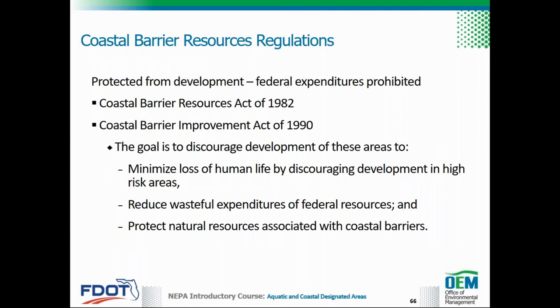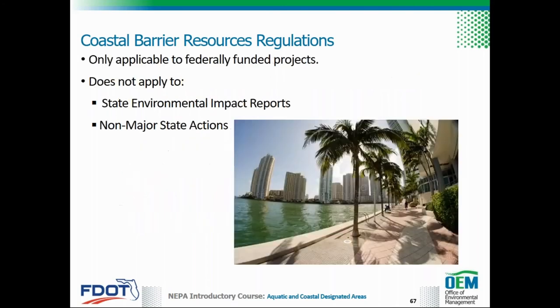Coastal barrier resources are protected from development and are prohibited from federal expenditures according to the Coastal Barrier Resources Act of 1982, which was later amended by the Coastal Barrier Improvement Act of 1990. The goals of these acts are to minimize loss of human life by discouraging development in high-risk areas, reduce wasteful expenditure of federal resources, and protect the natural resources associated with coastal barriers. The Coastal Barrier Resources Act is only applicable to federally funded projects. Coastal barrier resources protections do not apply to state environmental impact reports or non-major state actions.